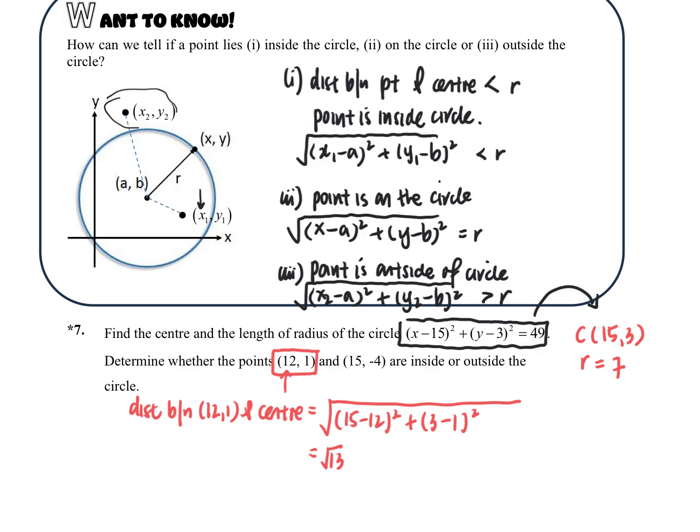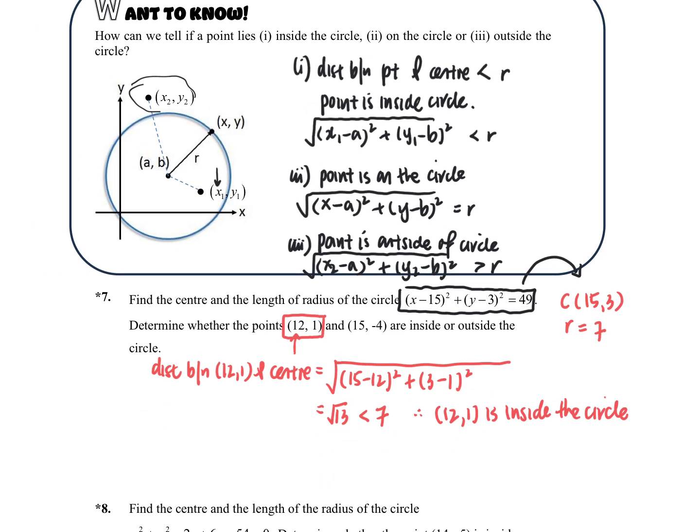.6 something. So clearly less than 7. So therefore this point is inside the circle. As long as you show the working proof to me and say it's inside, you get the marks. Okay, same thing the other point.